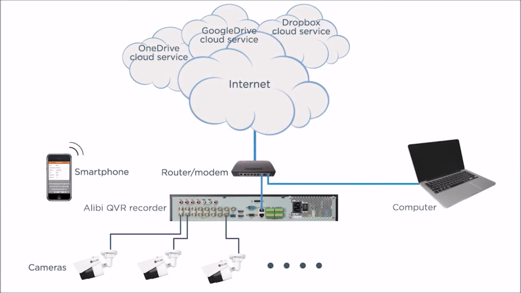Welcome to the tutorial video for cloud storage setup. Newer Alibi QVR recorders can be configured to automatically upload video and picture files from your cameras to a cloud service. You can use either of three cloud services: Microsoft OneDrive, Google Drive, or Dropbox. Your files will then be available from anywhere through an internet connection.